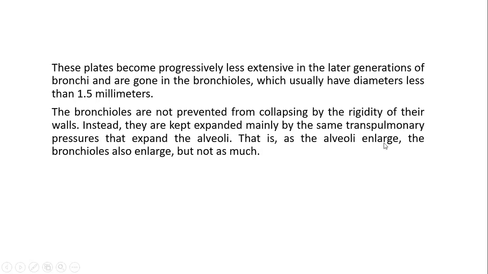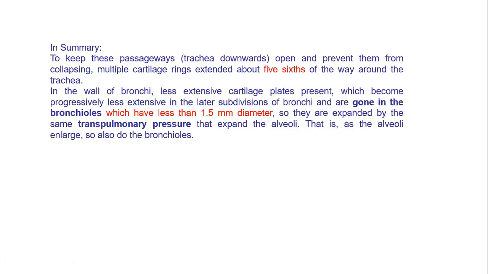That is, as the alveoli enlarge, the bronchioles also enlarge, but not as much. In summary, to keep these passageways open and prevent them from collapsing, multiple cartilage rings extend about 5/6 of the way around the trachea. In the wall of the bronchi, there are extensive cartilage plates, which become progressively less extensive in the later subdivisions of the bronchi and are gone in the bronchioles, so they are expanded by the transpulmonary pressure.